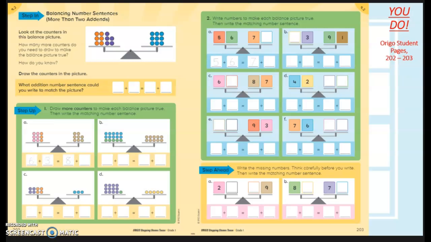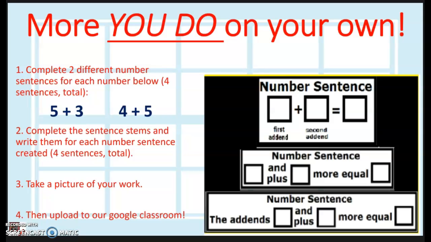Alright, here you do on your own workday class is page 202 and page 203. After you finish these pages, go take a picture and upload to your classroom for your teacher to see. Some more work on your own. Number 1 is, I want you to complete 2 different number sentences for each of those numbers below. So 5 plus 3, show me 2 ways you can make that balance on the other side. 4 plus 5, show me 2 ways for that one as well.